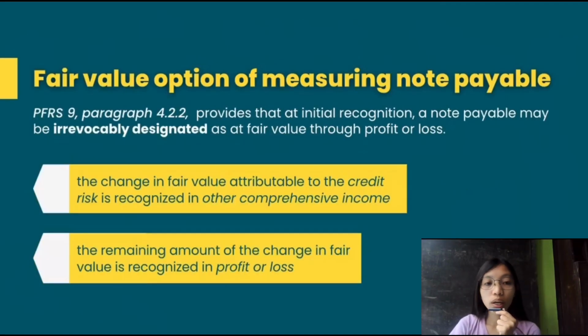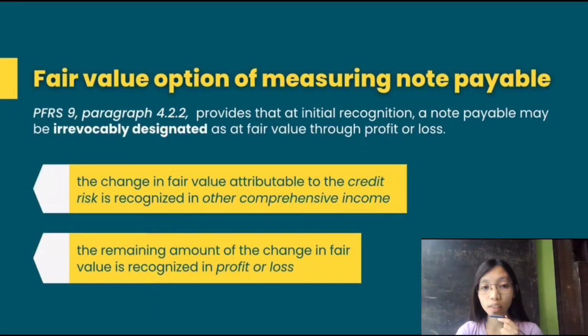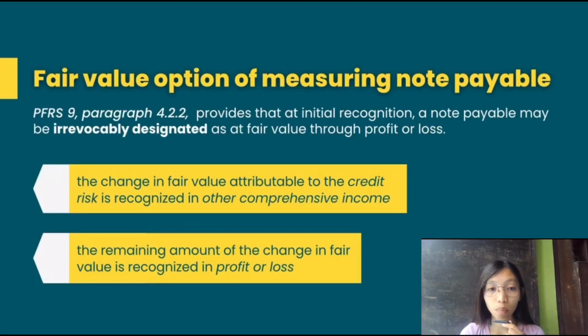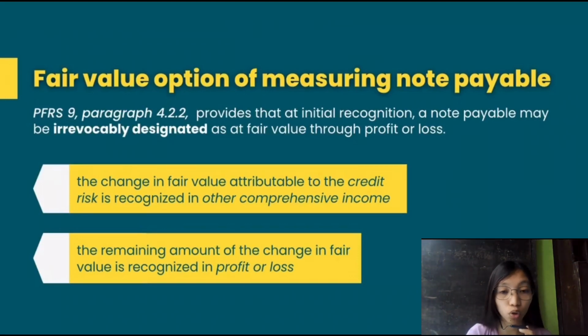So next would be the fair value option of measuring note payable. So PFRS 9 paragraph 4.2.2 provides that at initial recognition, a note payable may be irrevocably designated as at fair value through profit or loss.